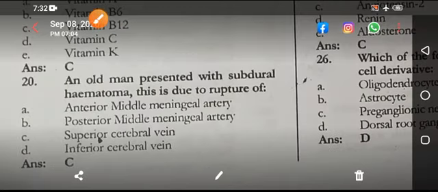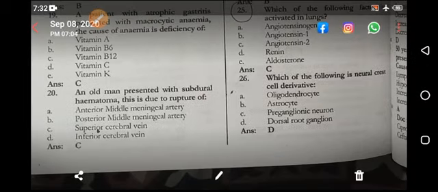An old man presented with subdural hematoma. This is due to the superior cerebral vein. It is not the cerebellar vein. Focus on the option superior cerebral vein, because most of the time the person is anxious, and when the person is anxious, his subconscious mind is working, the conscious mind is not working. If your subconscious mind has been programmed to quickly pick the answer, you may miss the right answer. So keep your conscious mind active during the exam, and this is done by focusing on your breathing pattern and not taking anxiety. So here you have to focus on superior cerebral vein.